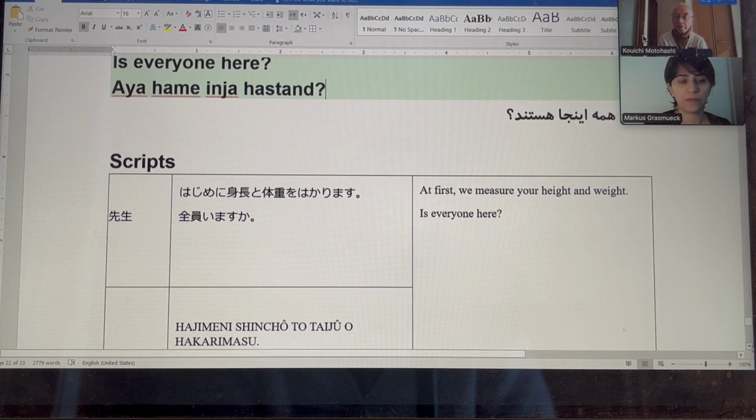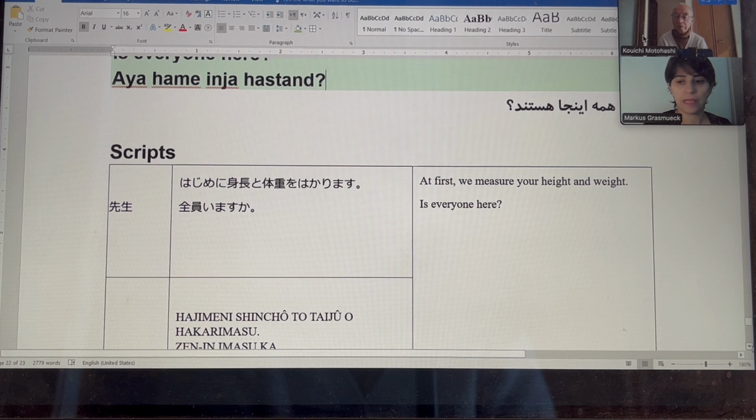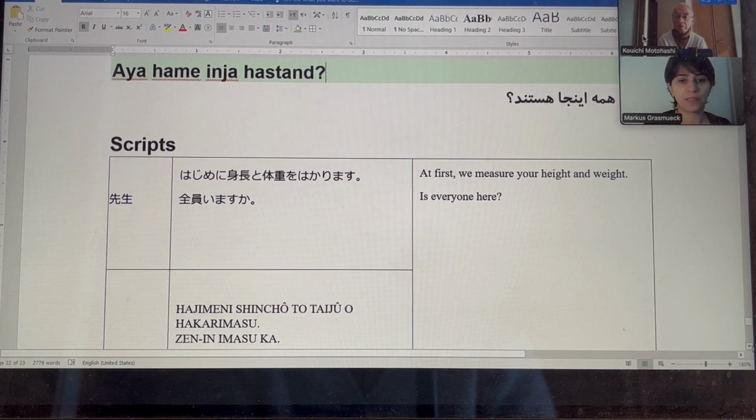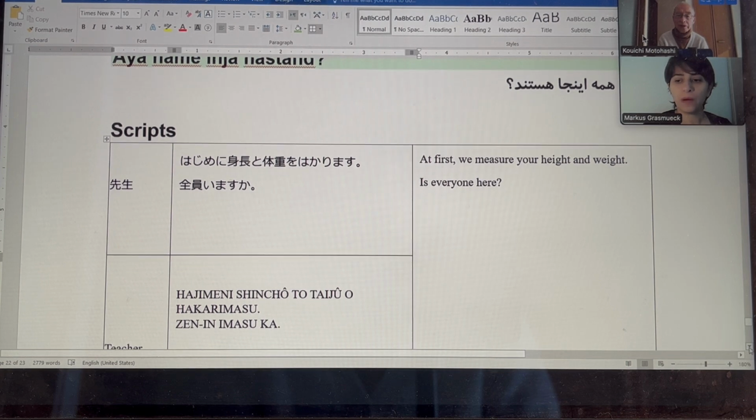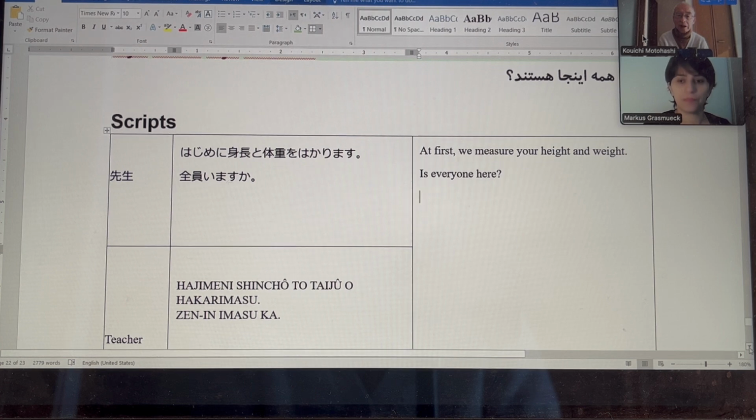Okay, the script of the lesson is here. Can you read the Japanese, Koichi-san? はじめに身長と体重を測ります。全員いますか? So, at first, we measure your height and weight. Is everyone here?